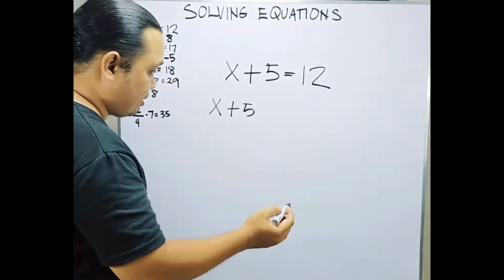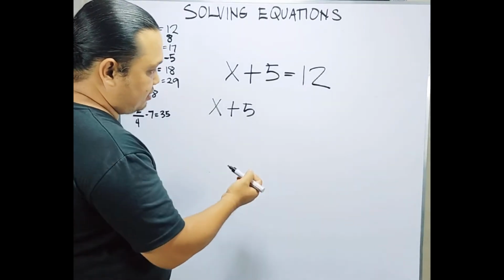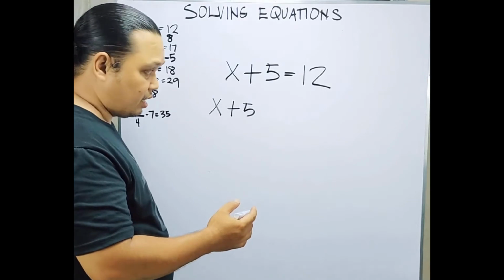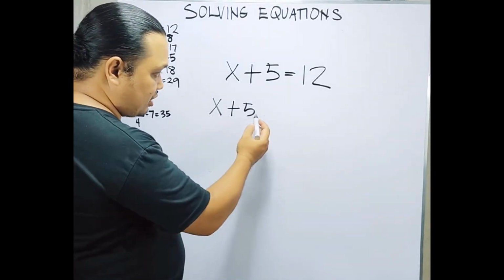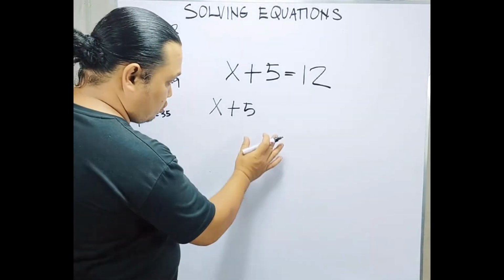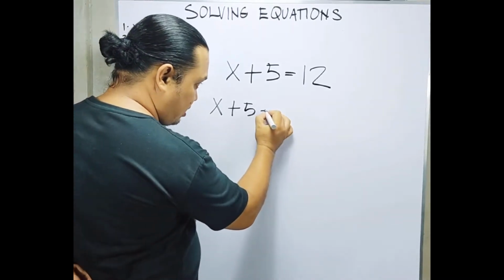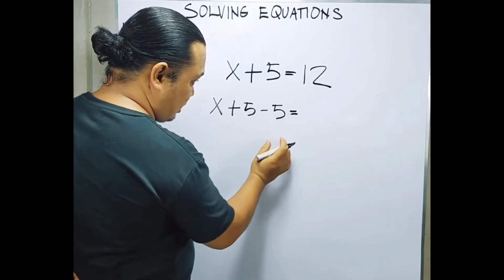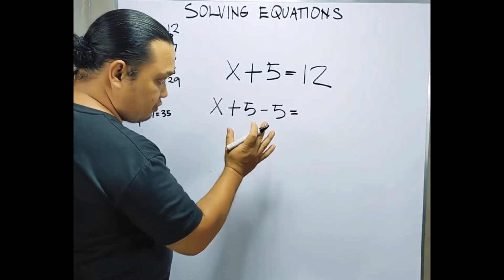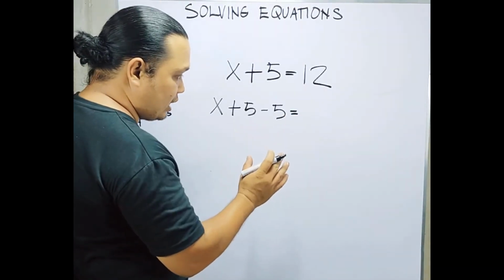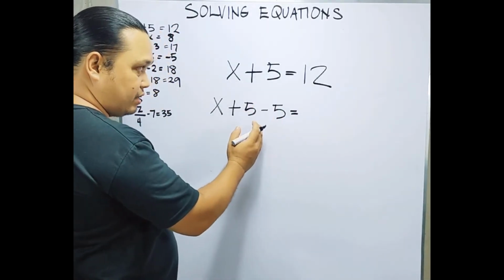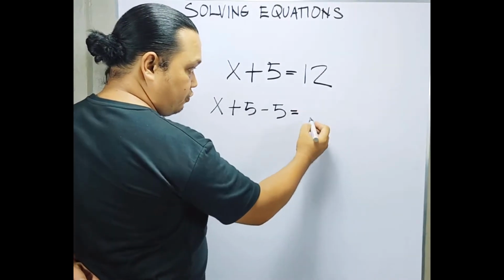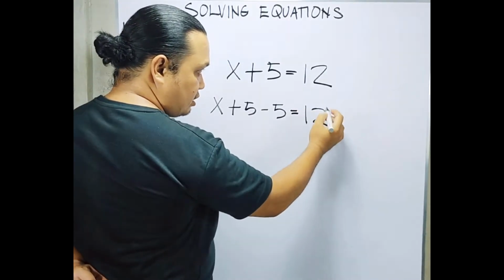Now, how do we get rid of 5 here? So all we need to do is just subtract 5, because 5 minus 5 is 0. So to get rid of 5 here, just subtract 5, so that we can come up with 0. But of course, what we do to the left of the equation, we must do also to the right. So if you have here 12, just copy 12.